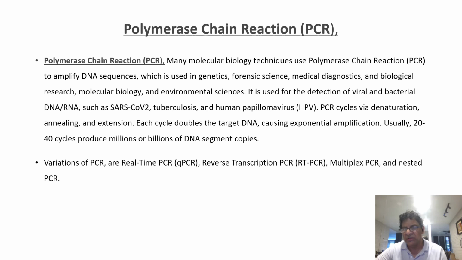cycles use denaturation, annealing, and extension. Each cycle doubles the targeted DNA, causing exponential amplification, usually 20 to 30 cycles, or 40 cycles, producing millions or billions of DNA segments. Variations of PCR are real-time PCR, reverse transcription PCR, multiplex PCR, and nested PCR.